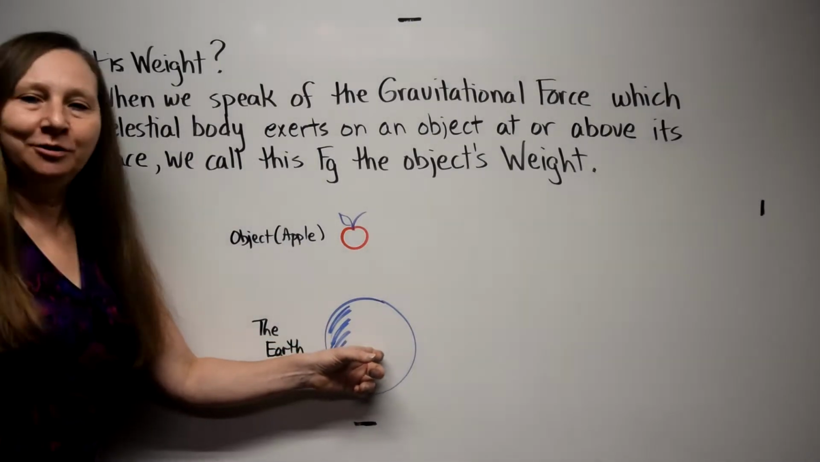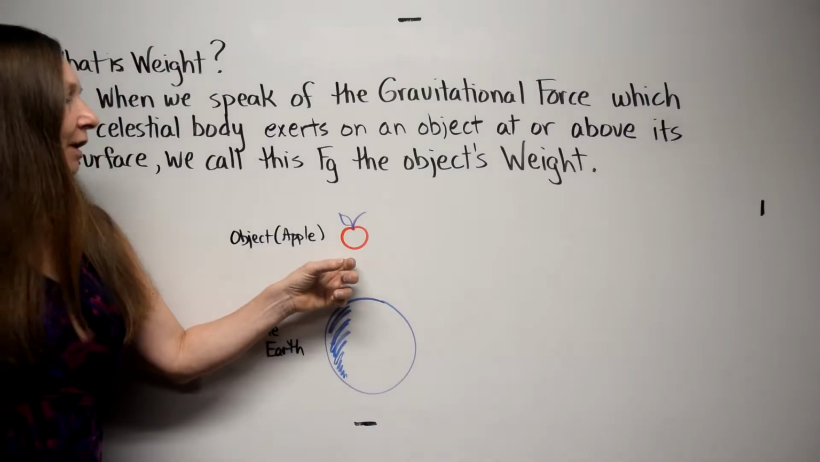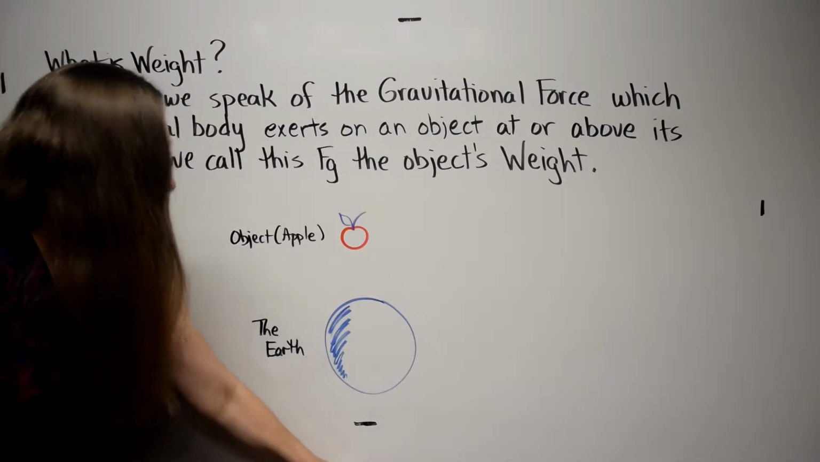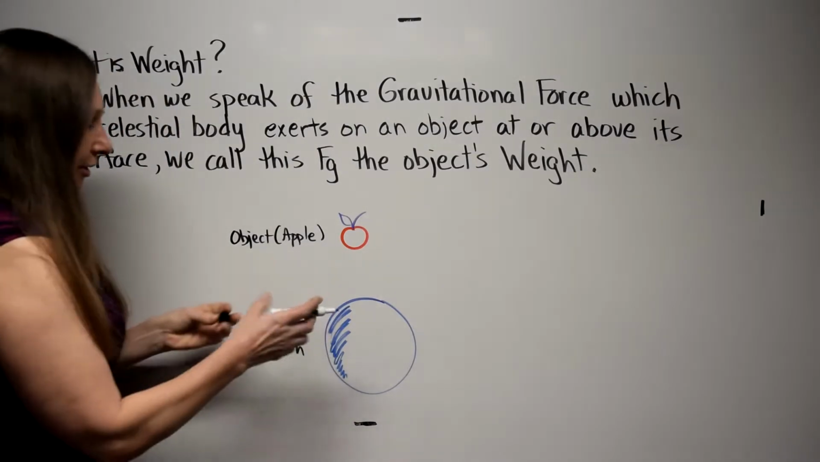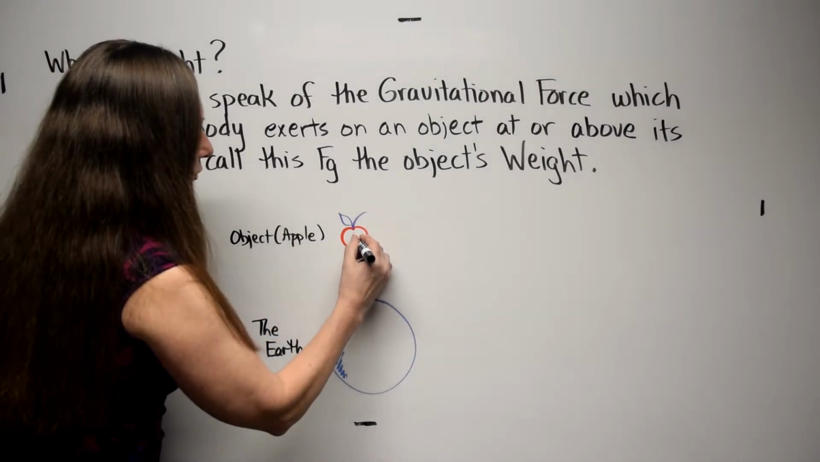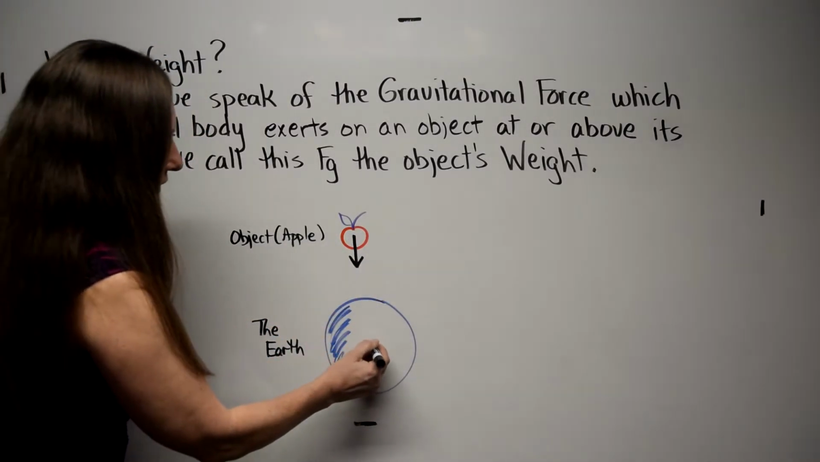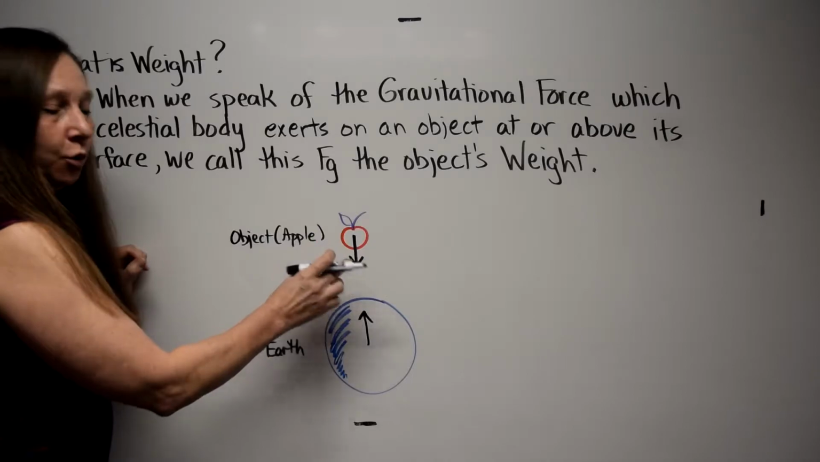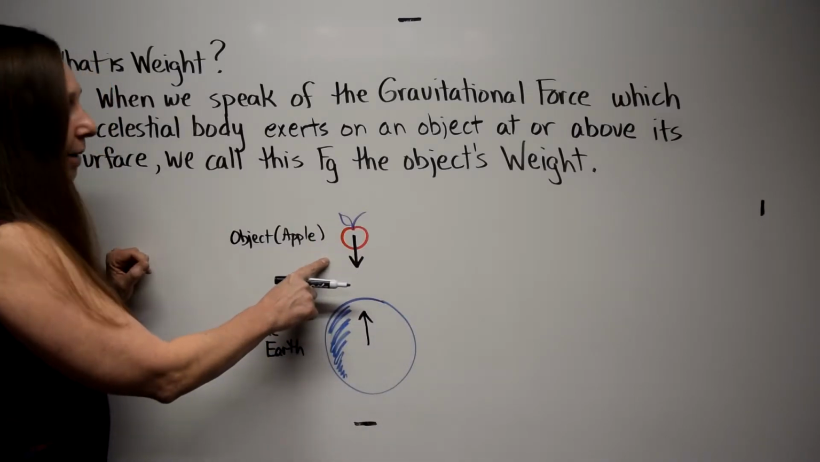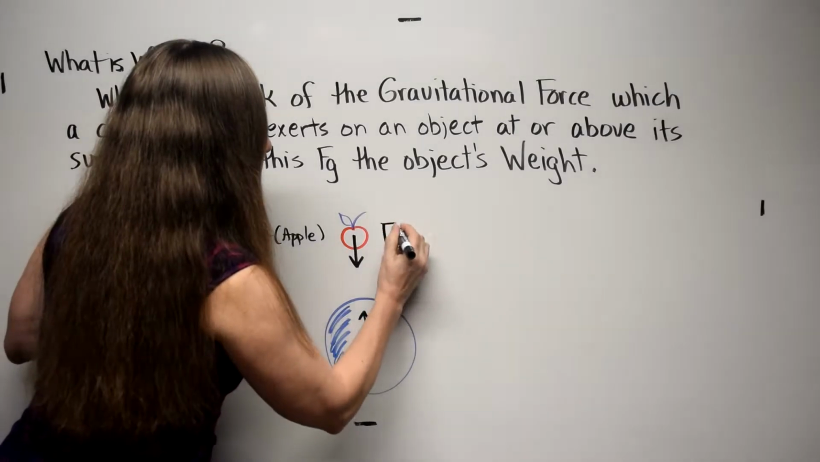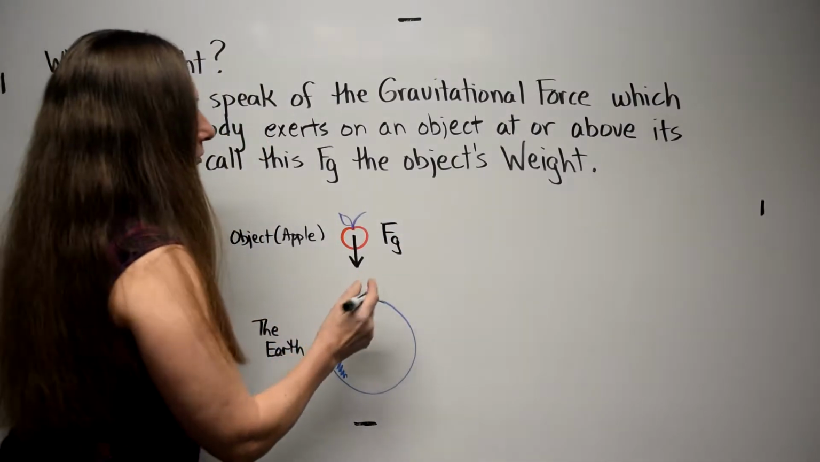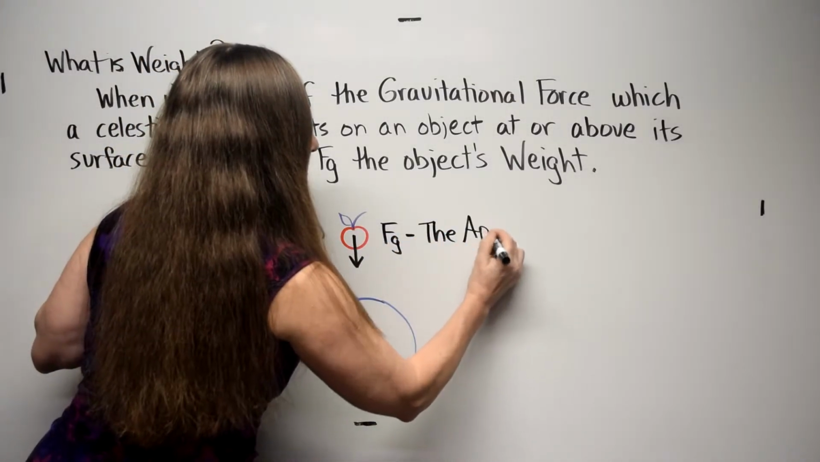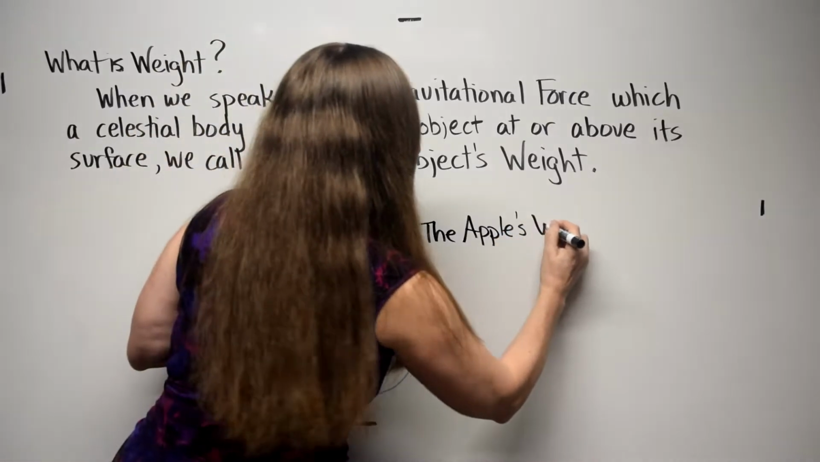So here we have the Earth. Here we have an apple that is either held above the surface, or it could be falling down to the surface of the Earth. It doesn't really matter. The Earth is exerting a force downward on the object. The object is exerting a force upward on the Earth. We're focused on the gravitational force that the Earth is exerting on the object. We could symbolize that Fg, and that would be a gravitational force known as the object's weight, the apple's weight.